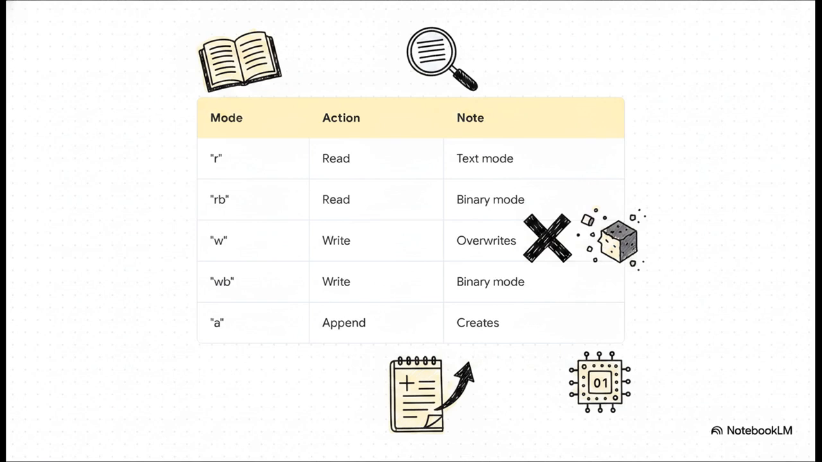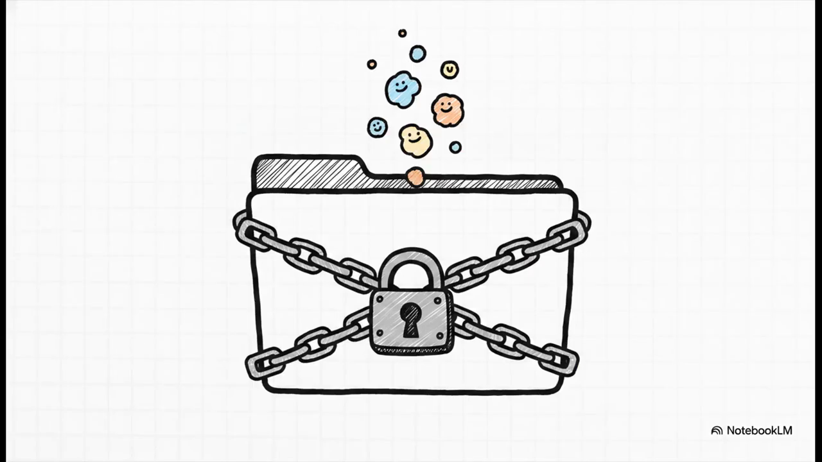If you want to keep your old data and just add to the end of it, you use A for append. Choosing the right mode is basically your first line of defense against accidentally deleting your own data. And here is an absolutely critical best practice. Once you are done reading or writing, you cannot just walk away. You must use the fclose function on your file pointer.